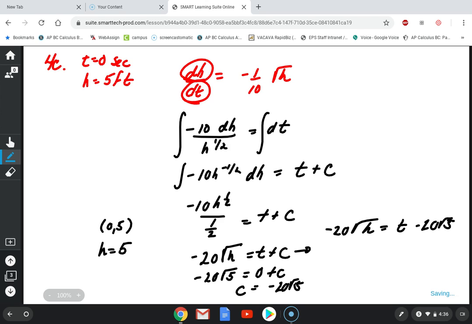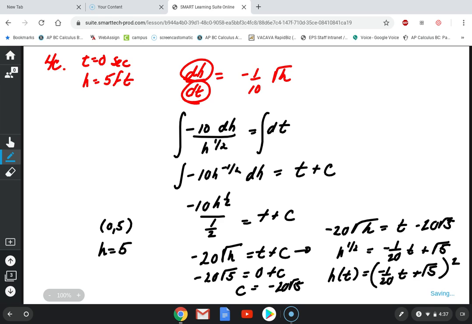Now it specifically says for h in terms of t, so I'm going to solve for h. I have h to the 1/2 equals negative 1 over 20 t plus the square root of 5. And now I'm going to square both sides. So I have h of t equals negative 1 over 20 t plus the square root of 5, quantity squared. So that is the separation of variables to find an expression for h in terms of t. So there is my expression.